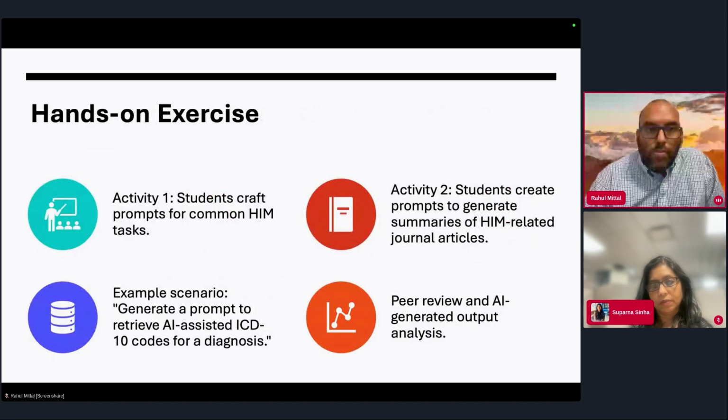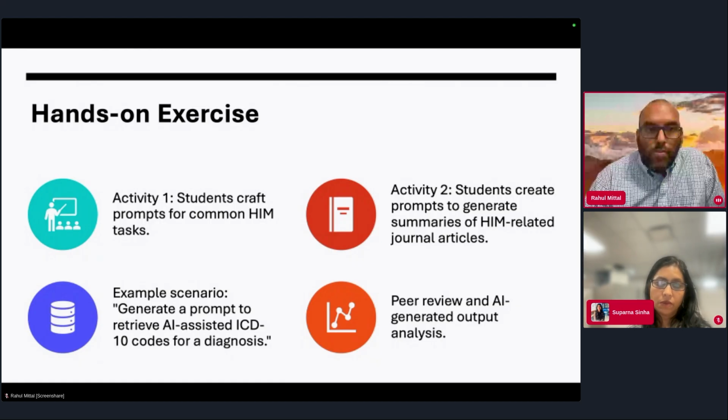So we've been trying to create hands-on exercises for the students. One of them is getting the students to craft prompts for common HIM tasks. In a minute, when I go through, I will share one of my Canvas courses where I'll go through some of the examples that I've been using. Activity 2 is for students to create prompts to generate summaries of HIM related journal articles.